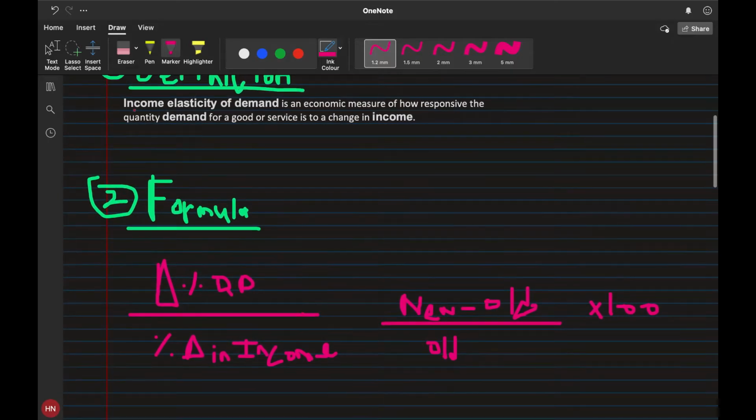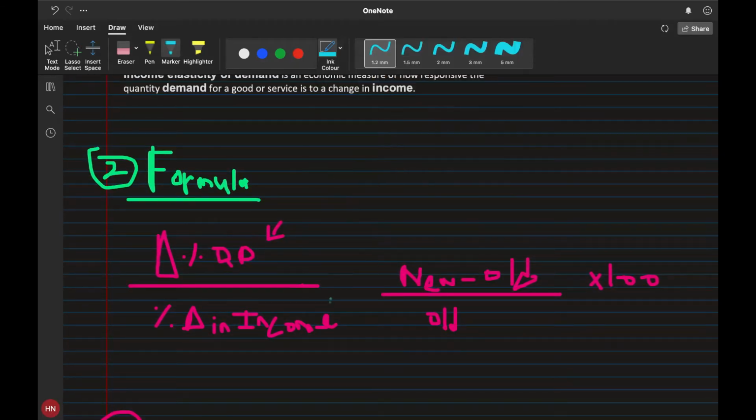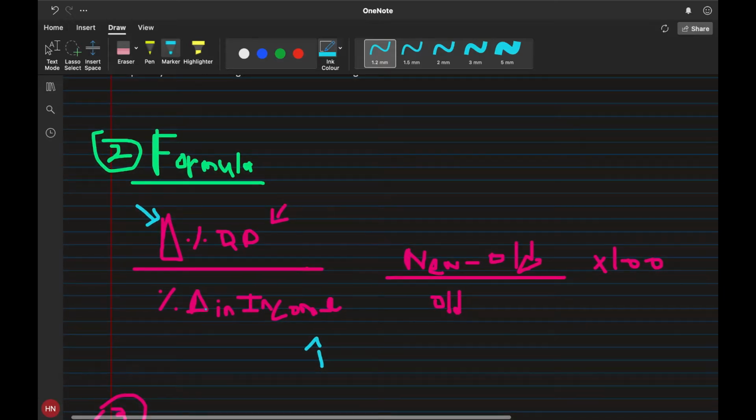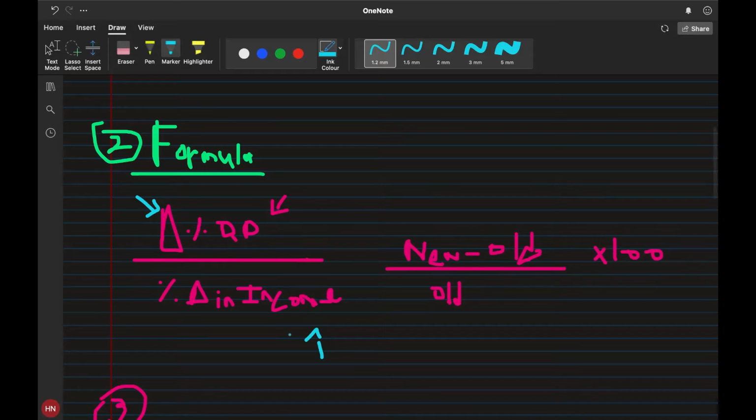So the definition says income elasticity of demand is an economic measure of how responsive the quantity demand for a good or service, quantity demanded is basically this, QD, is to a change in income, and income is the denominator. So basically by how much, because this delta or triangle represents change, does QD change for a given change in income? So by how much percent does QD change for a given percent change in income. So that's the formula we are looking at right now.